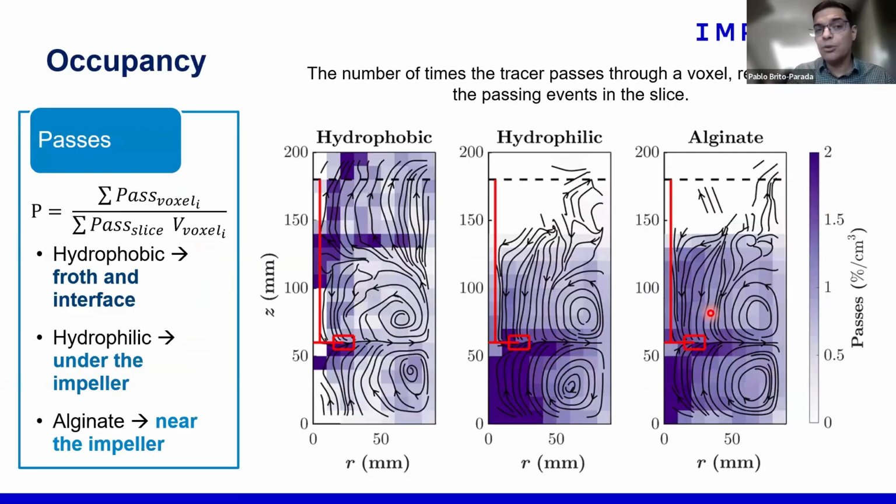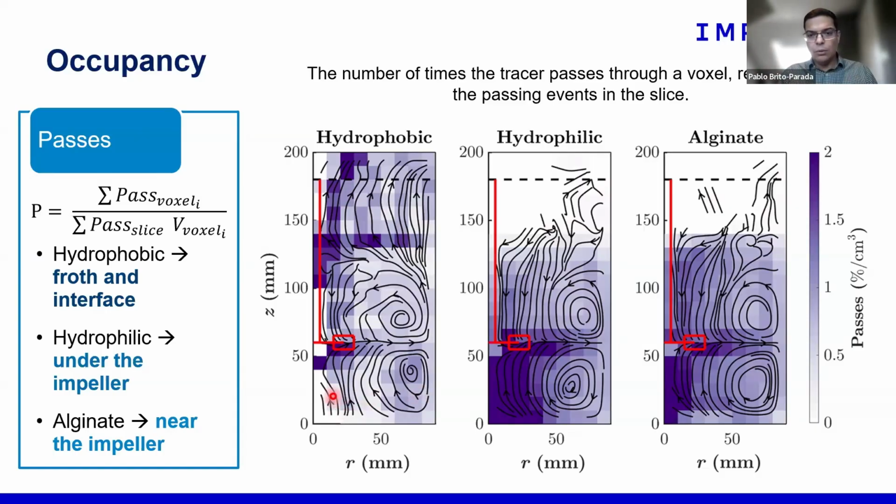In here, for example, what I'm showing is the occupancy in the flotation cell. There are various ways in which we can define occupancy. They vary slightly in the way that the results are shown. This particular one shown here is the number of times that the tracer passes through each voxel relative to all the passing events in a given slice. So we can quantify that.